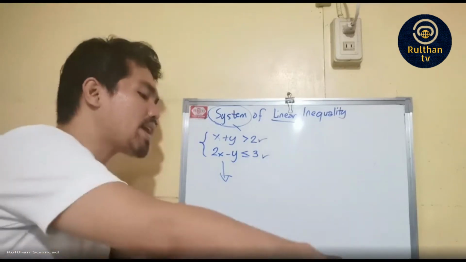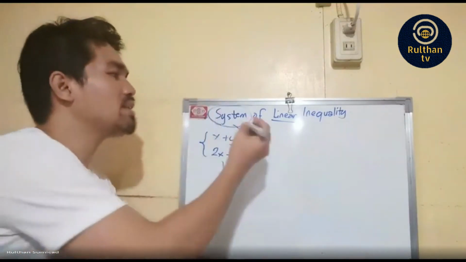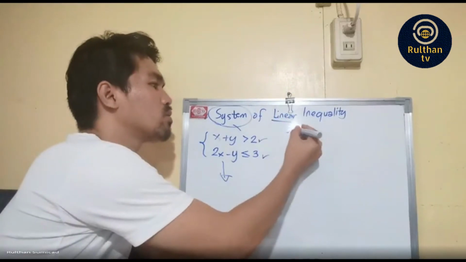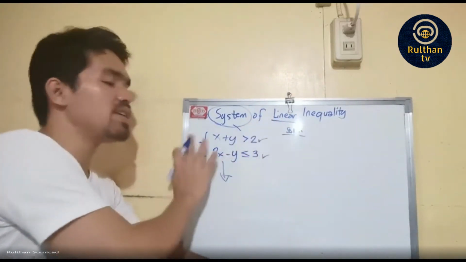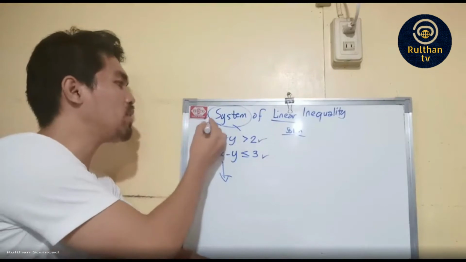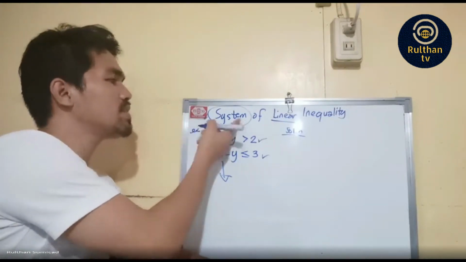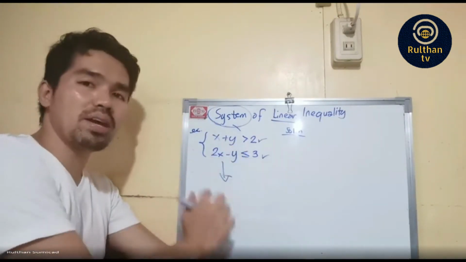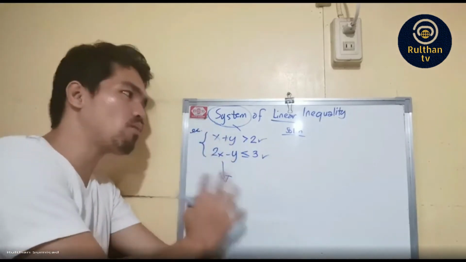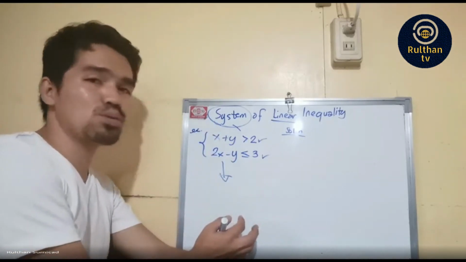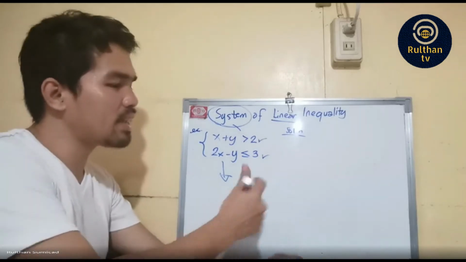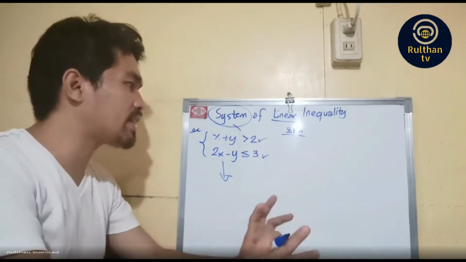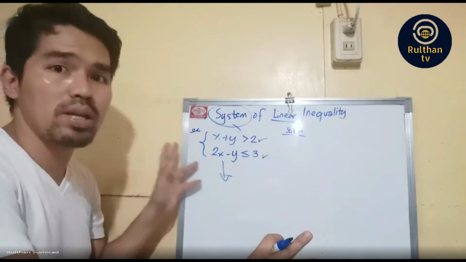Okay, now let's take a look at this one. Let's find the solution of this system. This is an example of a system of linear inequalities. We've got two inequalities, and we're going to find the solution for this one. This will take us a little time to show because we have two inequalities already.